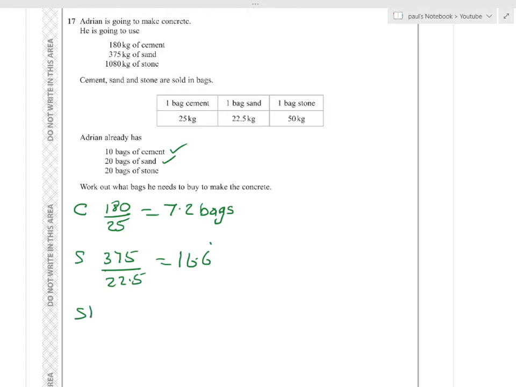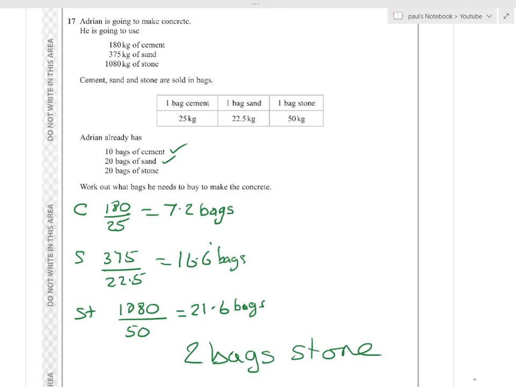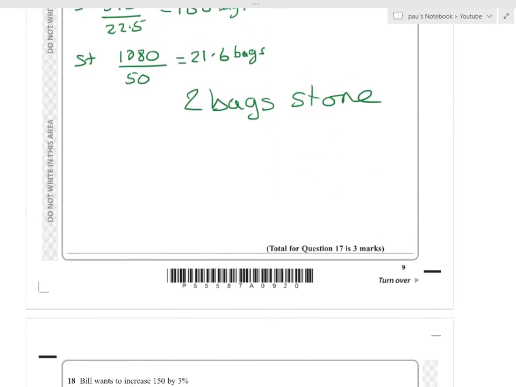So he must have some stone, which is 1080 of stone divided by 50 kilos. So 1080 divided by 50 is 21.6 bags. How many bags of this stuff has he got? He's got 20 bags, so he needs an extra 2 bags of stone. Oh, I made you do all that before you got to the end.